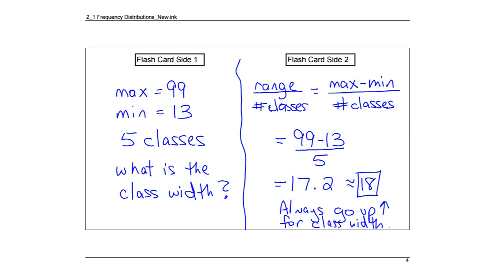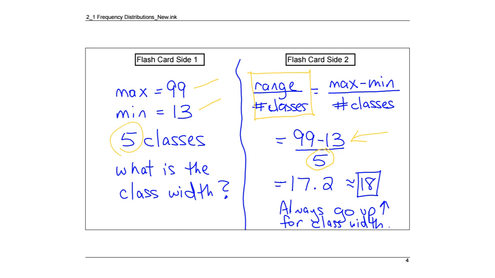Yep, here we go. So another one here, a flashcard. Our maximum data point is 99. Our minimum is 13. So my largest piece of data is 99. My smallest piece of data is 13. And this time I want 5 classes. And it says, what is the class width? So again, I want the range over the number of classes. So the range is the max minus the min. So that would be 99 minus 13 divided by 5, because that's how many classes I have.